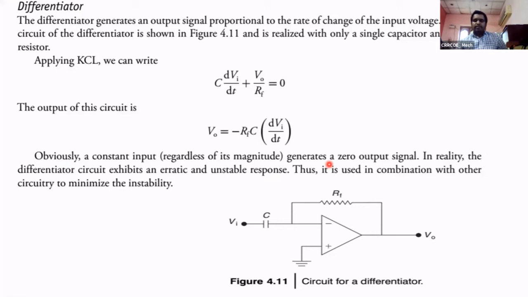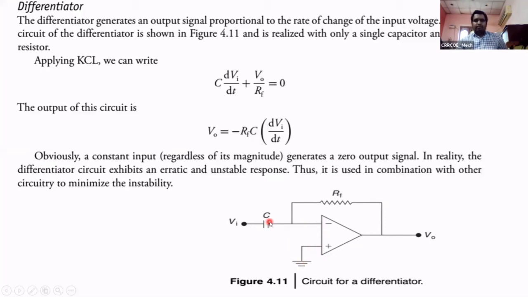Now this is the circuit of the differentiator. In this differentiator circuit we have a capacitor. At the input voltage we have connected a capacitor. Here this is the feedback circuit. This is an inverting type differentiator op amp, because the input is connected to the negative terminal and the positive terminal is grounded.